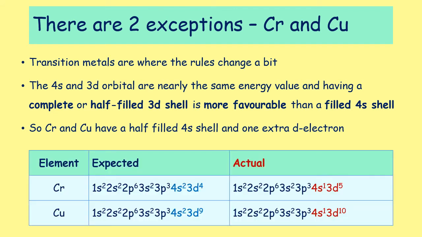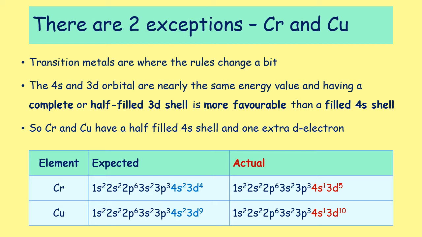So what we might expect for chromium is that because it is the 4th element in the 3d block, we would expect it to be 1s2, 2s2, 2p6, 3s2, 3p6, 4s2, and 3d4. But remember, 3d5 is more stable. So what we do is we take out one of the 4s electrons and put it in the 3d. So at the end, it ends up being 4s1 and 3d5.